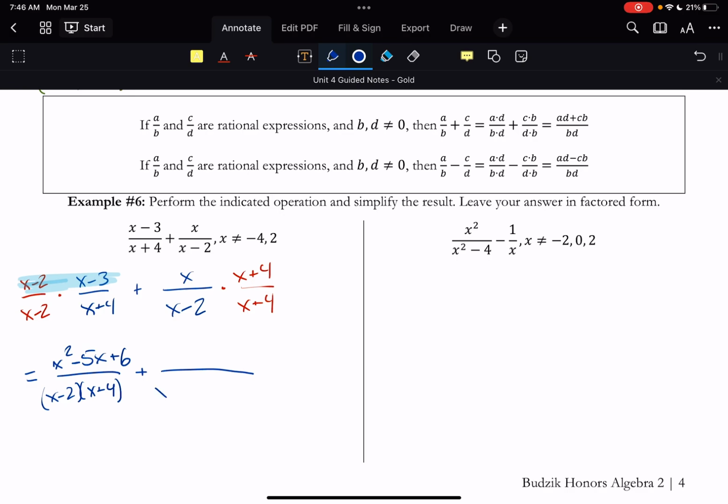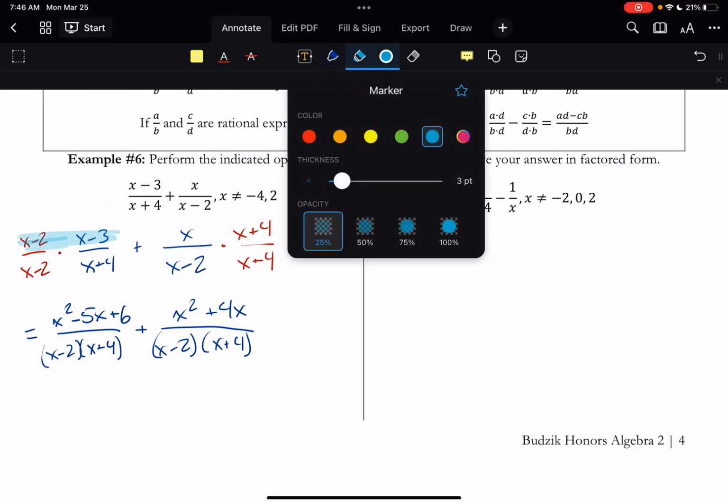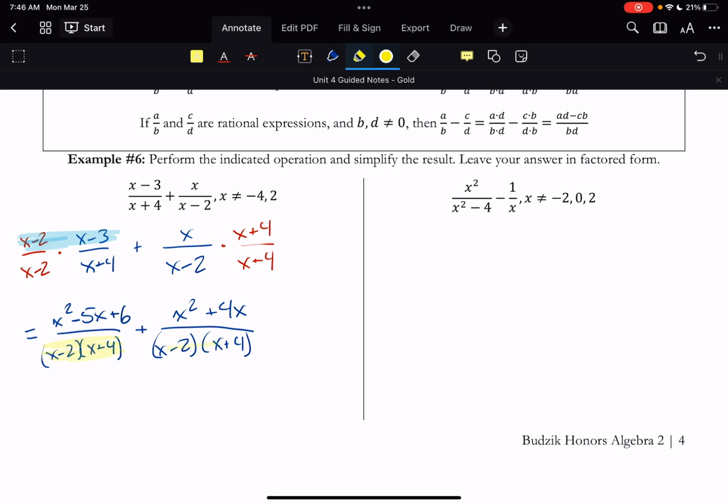Plus then, again, I have that common denominator of x minus 2 times x plus 4. And then I have x times x plus 4, so that's going to be x squared plus 4x. And now since I have that common denominator right here, again, that's why we multiply by the other denominators to get that common denominator. So now I can just write these as one. So I get x squared minus 5x plus 6 plus x squared plus 4x all over that common denominator of x minus 2 times x plus 4.